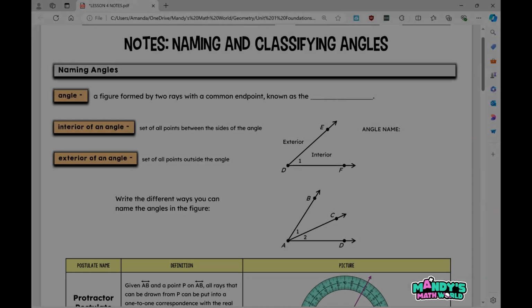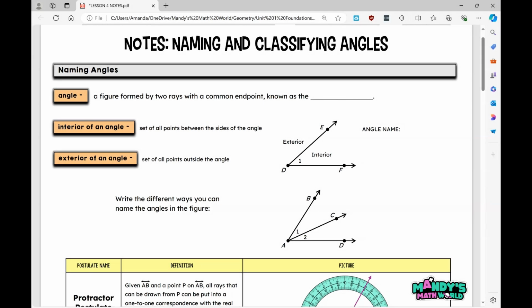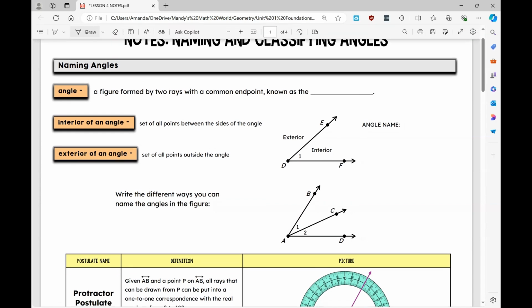Let's get started on today's notes over naming and classifying angles. Let's start with some vocabulary words. What is an angle? An angle is a figure formed by two rays with a common endpoint known as the vertex.